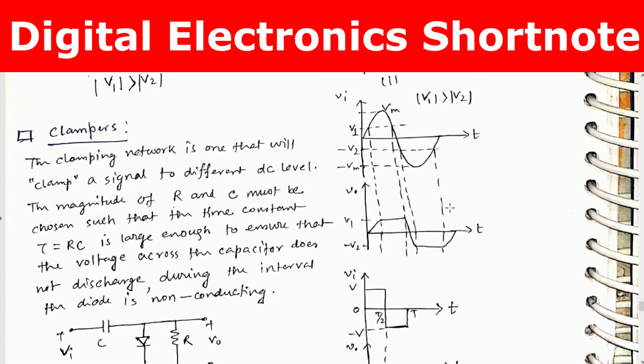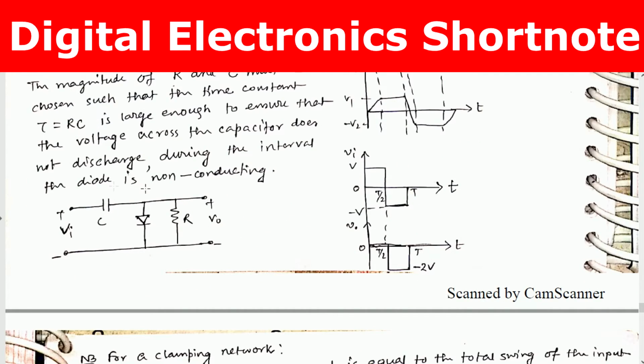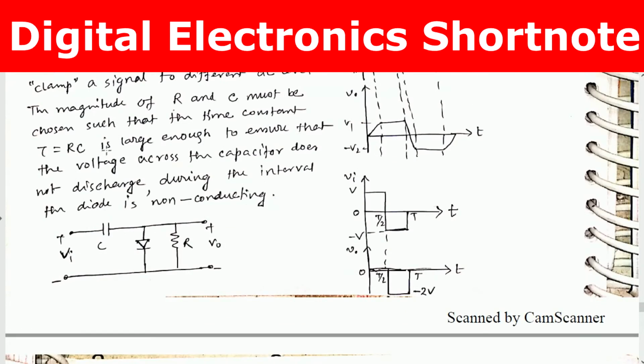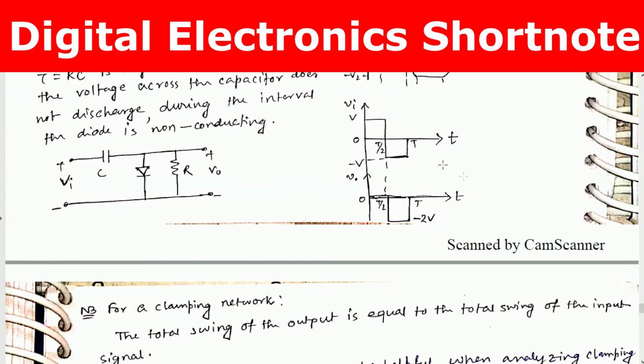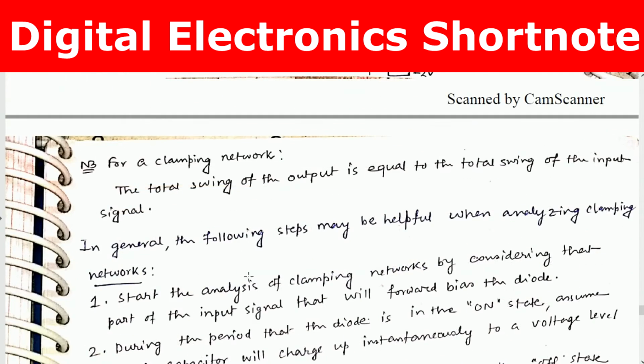Clamper. The clamping network is one that will clamp the signal to a different DC level. So clamping means it will not cut, it will just clamp down to a different DC level. The magnitudes of R and C must be chosen such that the time constant tau equals RC is large enough to ensure that the voltage across the capacitor does not discharge during the interval the diode is not conducting. Okay, so a capacitor will be there in series in case of clampers. Capacitor, diode, resistance, and you see it is clamped. For a clamping network, the total swing of the output is equal to the total swing of the input signal.